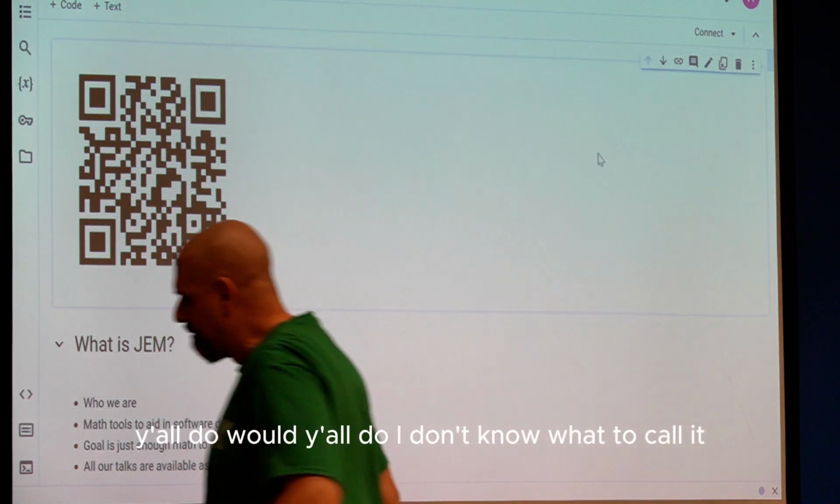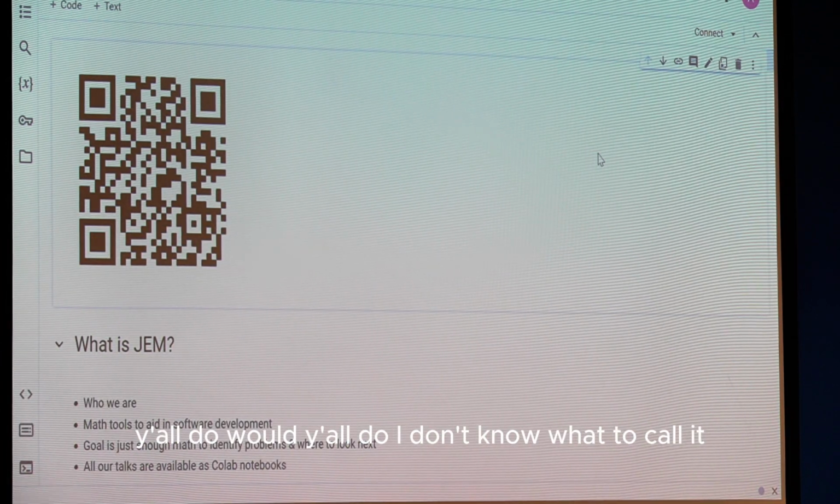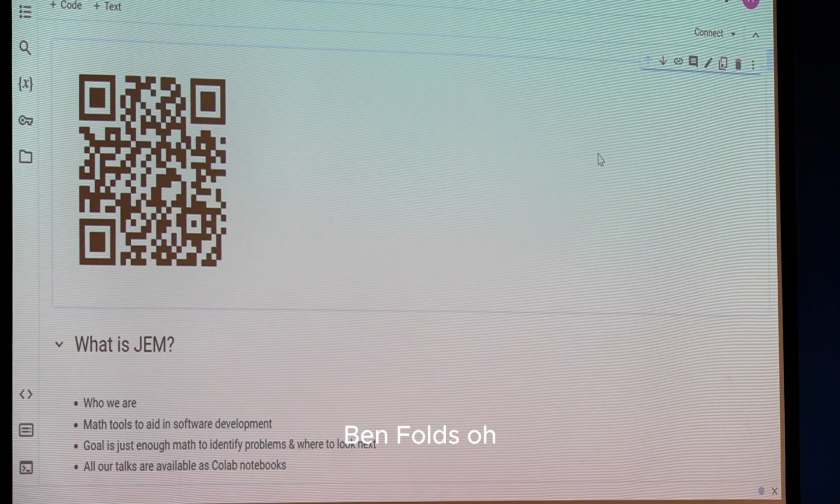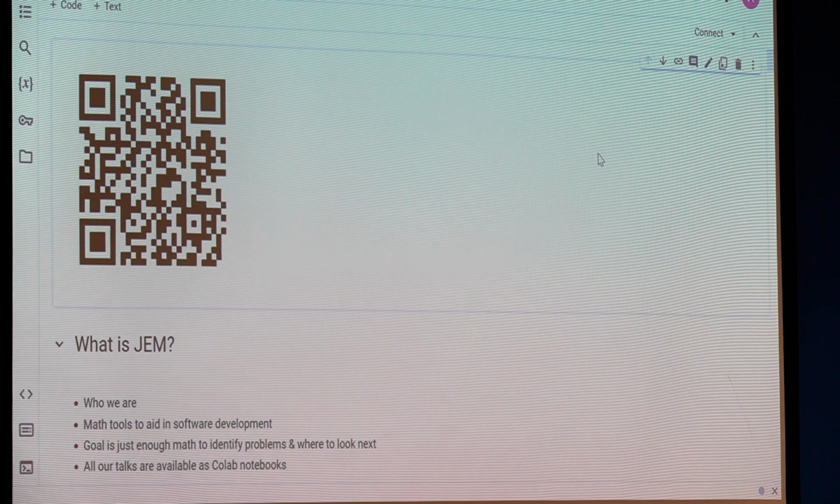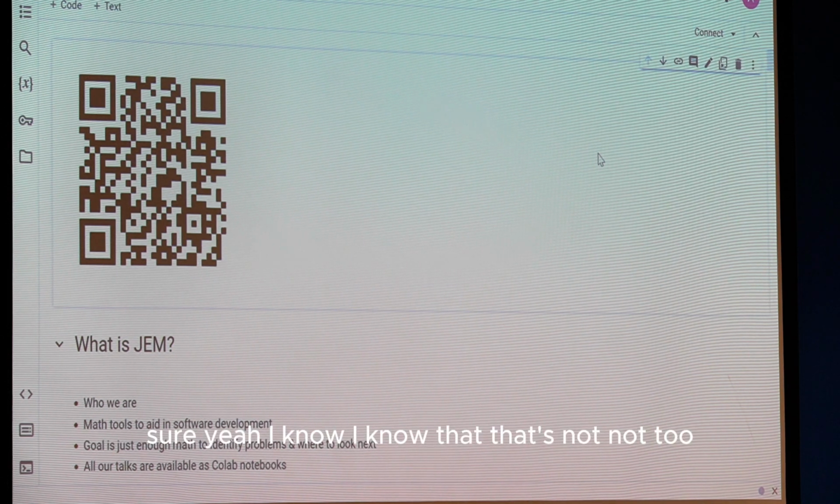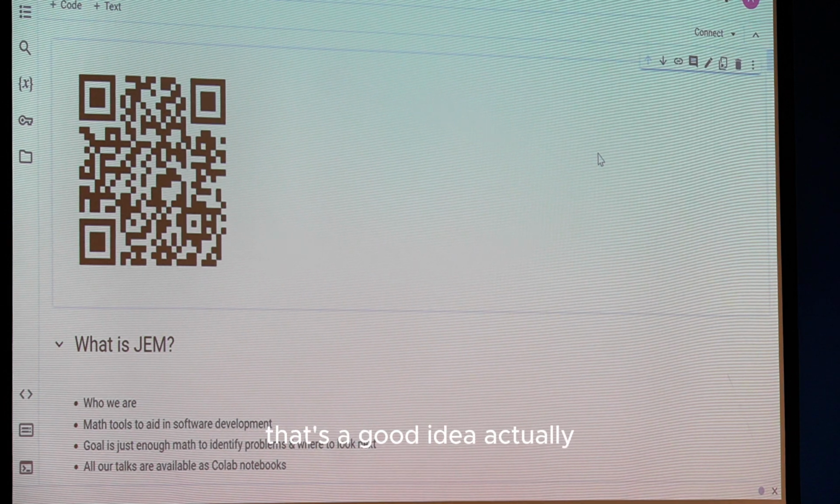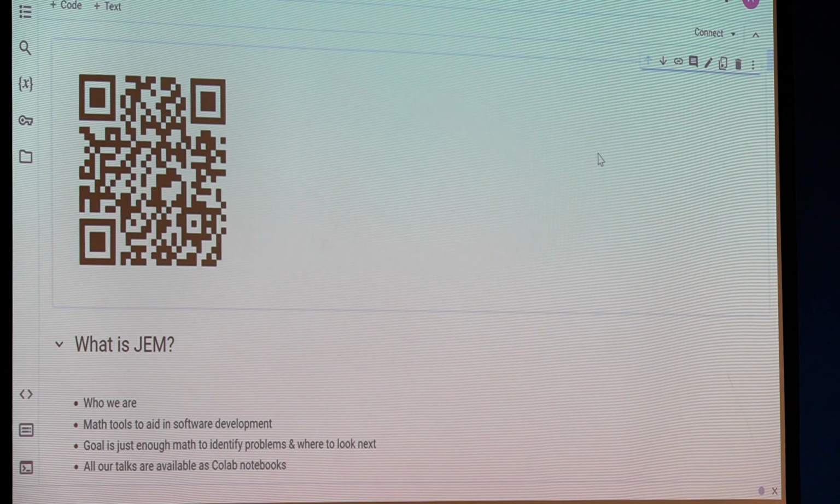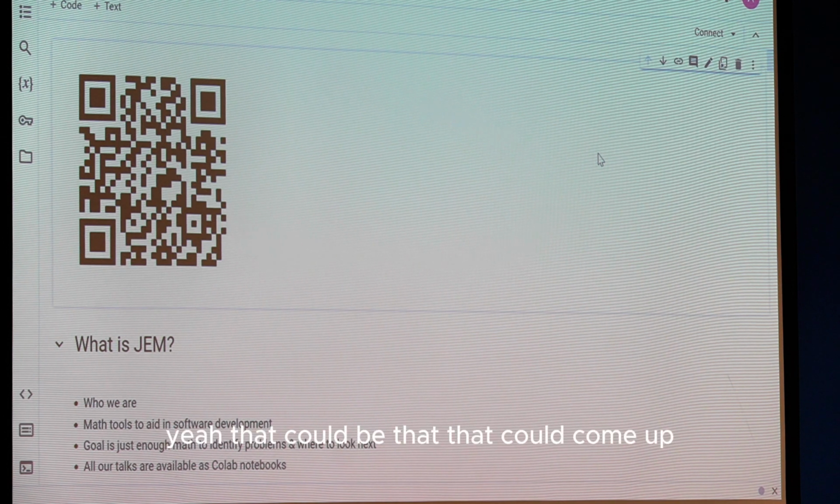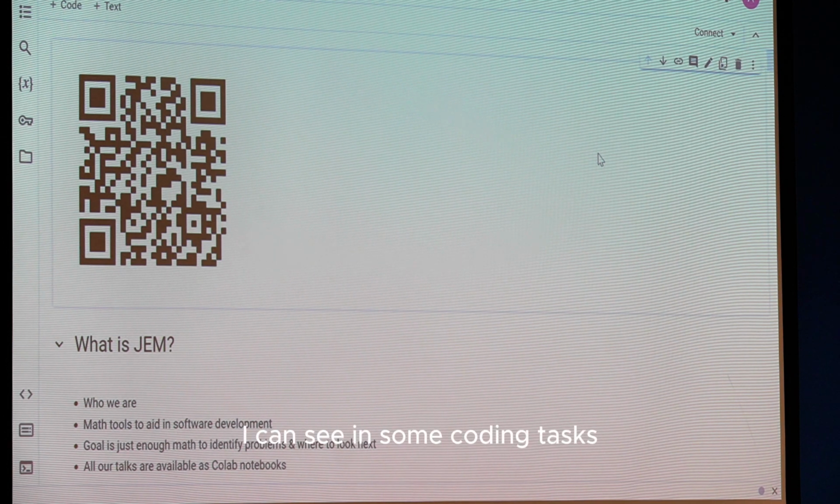Would y'all do, I don't know what to call it, an episode, a meeting, about electronics, counting, like different ways of counting? That's a good idea, actually. It's related to probability. Combinatorics. Yeah, that could come up. I could see it in some coding tasks.